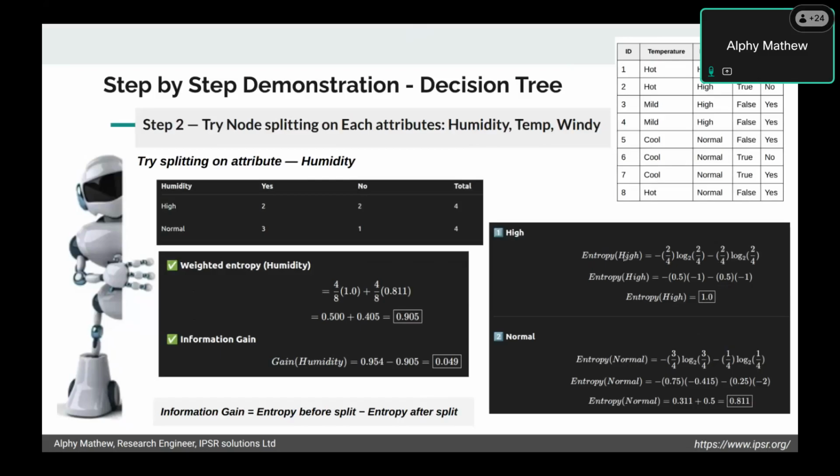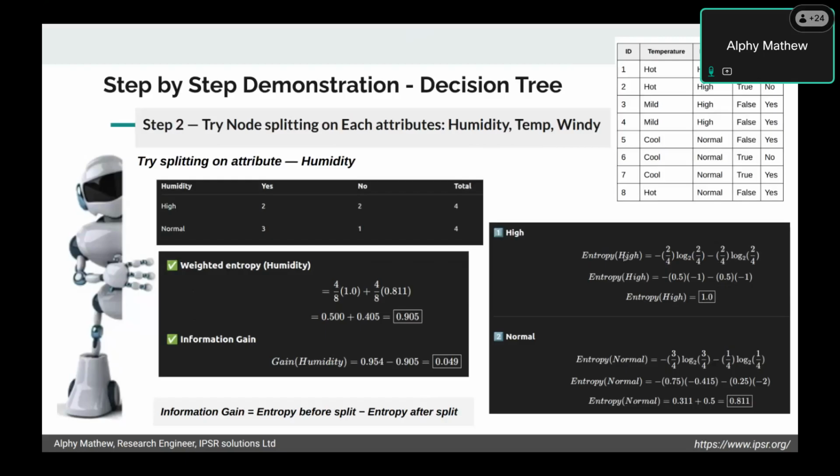So for the high group, we have found the entropy of high, substituting the values with the probabilities. And also for normal, we are finding the entropy and then the weighted average. That is the weighted entropy of humidity: entropy of high into probability of high, and then entropy of normal into probability of normal. We found that 0.95. Then we find the information gain, that is parent entropy minus this entropy of humidity, and we get 0.049.